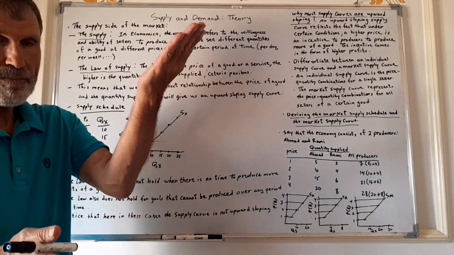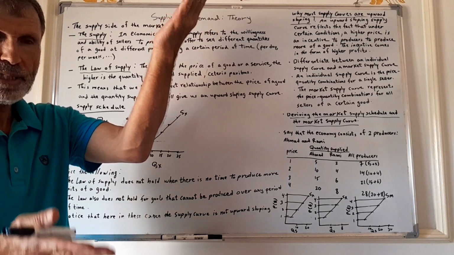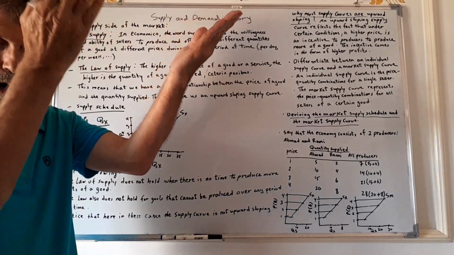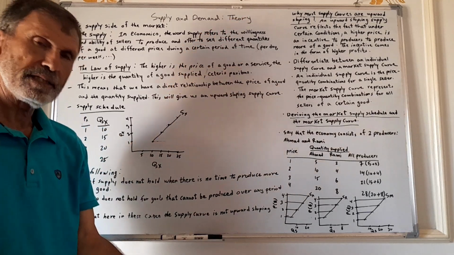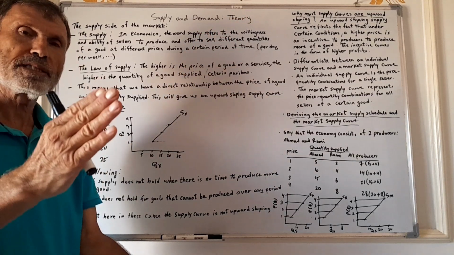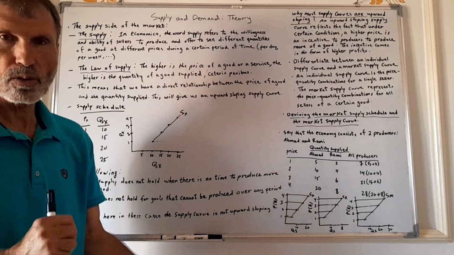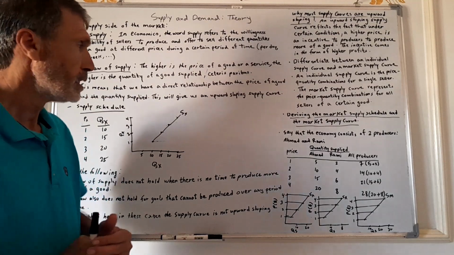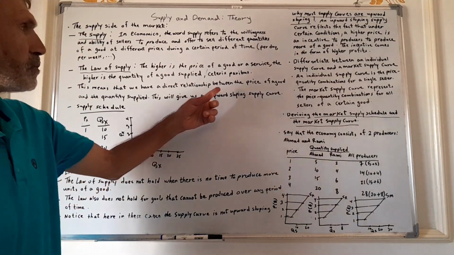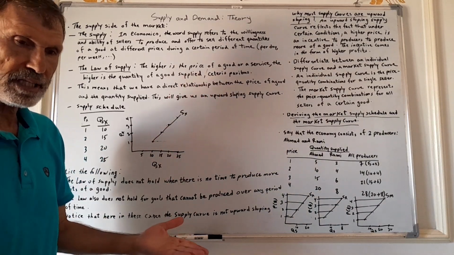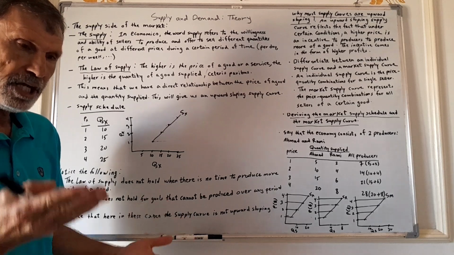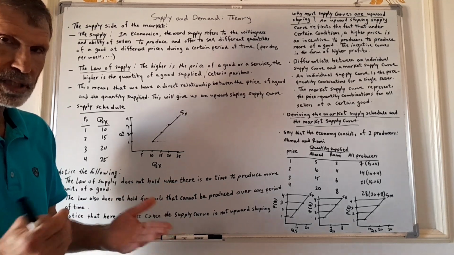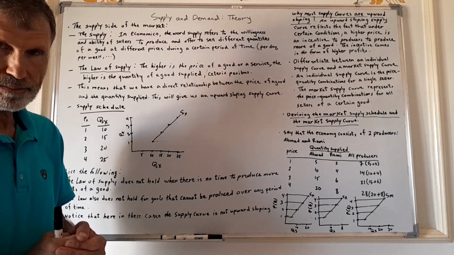When the price of a good goes up, the quantity supplied will go up. And when the price of a good goes down, it's expected the quantity supplied also goes down. Of course, remember that ceteris paribus means everything else is the same. We are just focusing upon the change in the price and the change in the quantity supplied.